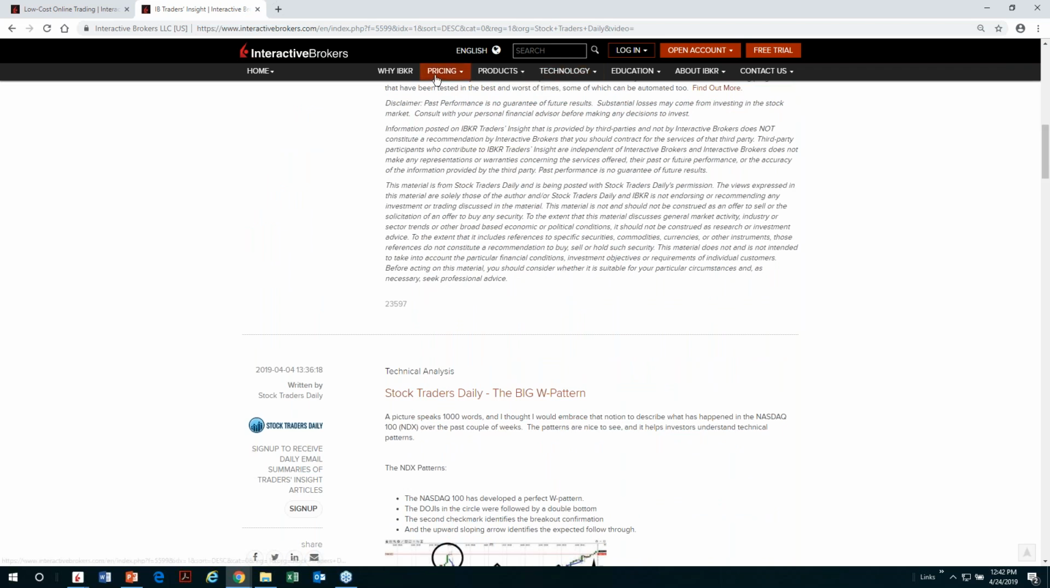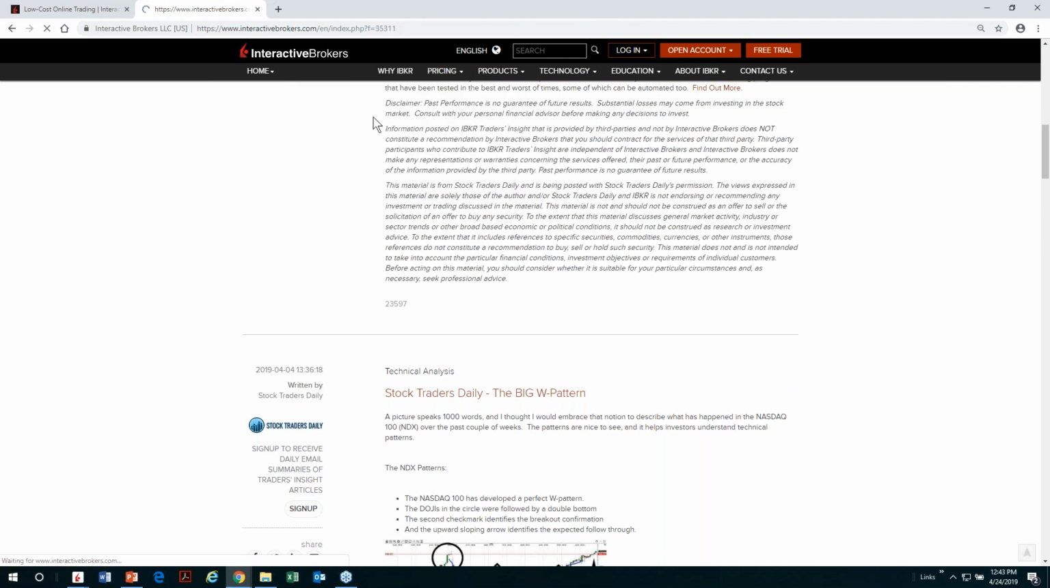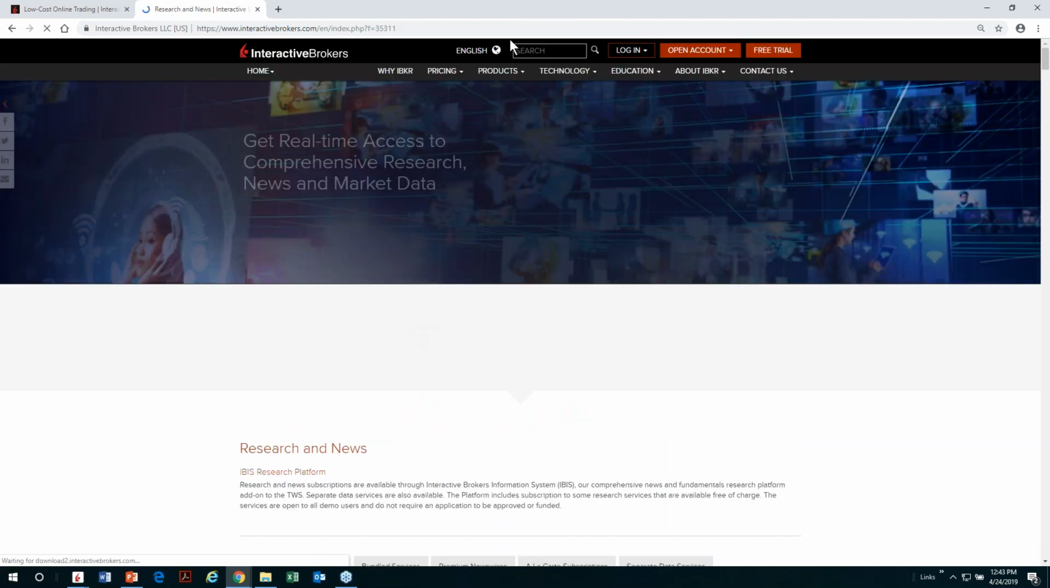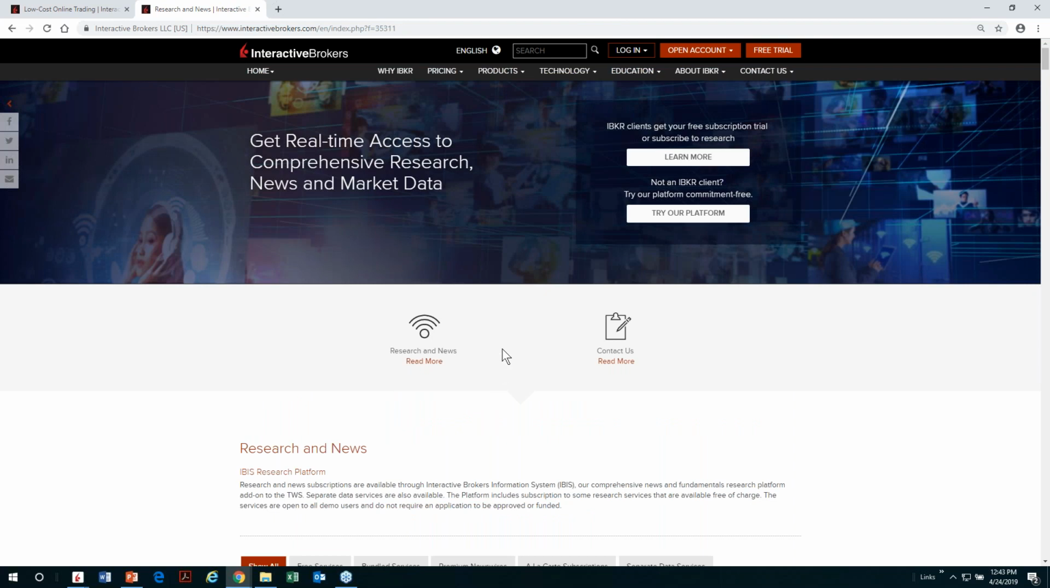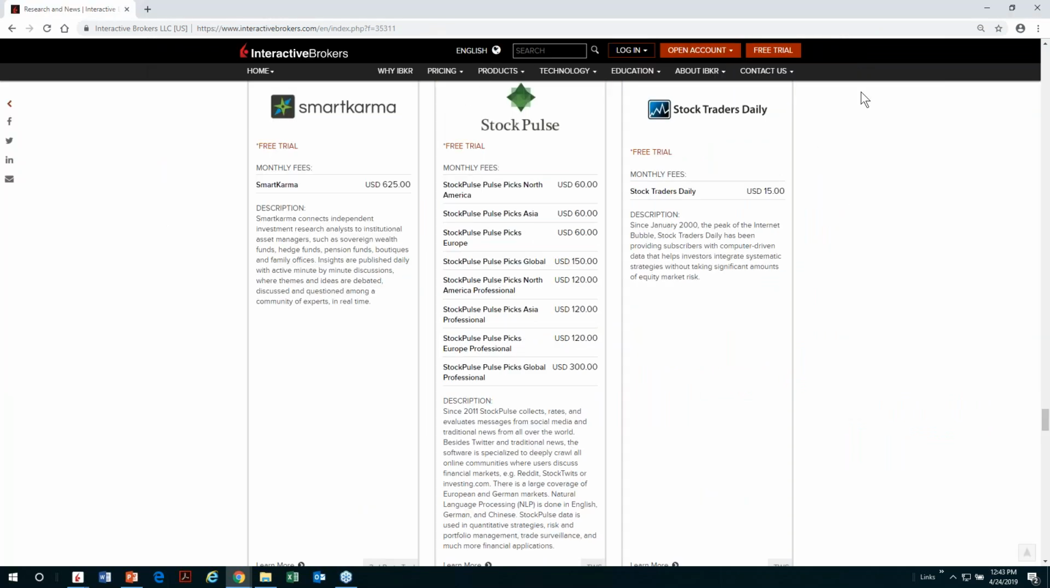Now, in addition to the Traders Insight, I also do want to point out that Stock Traders Daily is available as a research platform within your Trader Workstation. Notice here I'm going to go to Research News, where you can find information about all of the different research products that we have available. Now notice that on this page, I'm bringing it to that page, and simply scrolling down, you'll find Stock Traders Daily.